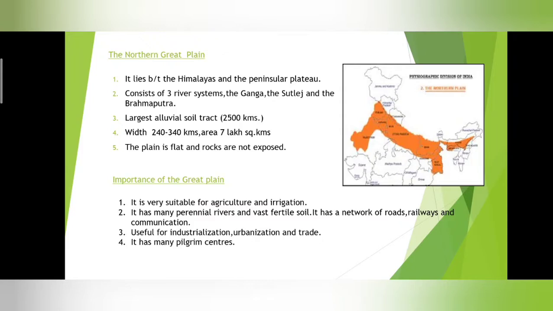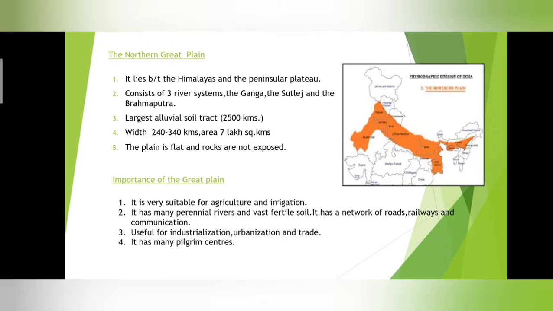So what is the importance of the Great Plain? Let us see. As I said, the northern plain is formed by the deposition of alluvial soil. Alluvial soil is very, very fertile, thereby it is suitable for agriculture. Then there are three river systems, Ganga, Satluj, Brahmaputra and their tributaries. All these rivers are found in this plain, thereby it is also suitable for irrigation. So both agriculture and irrigation. It has many perennial rivers.